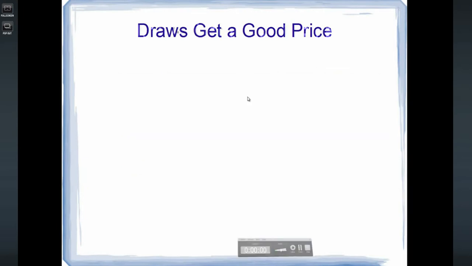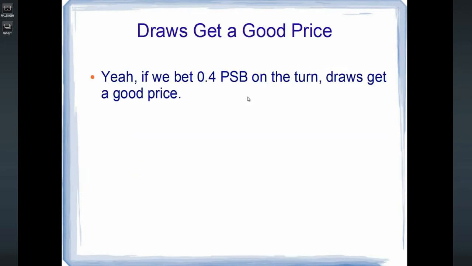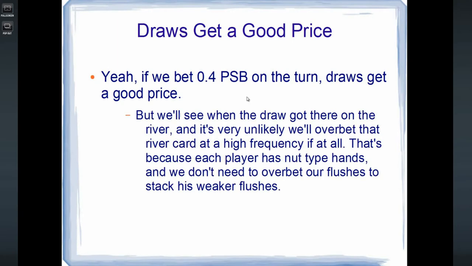So the first reason would be draws get a good price. Yeah, if we bet 40% of the pot on the turn, draws get a good price. But we'll see when the draw got there on the river, and it's very unlikely we'll overbet that river card at a high frequency, if at all.